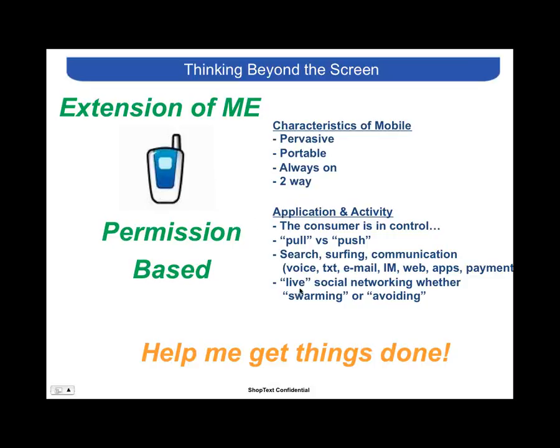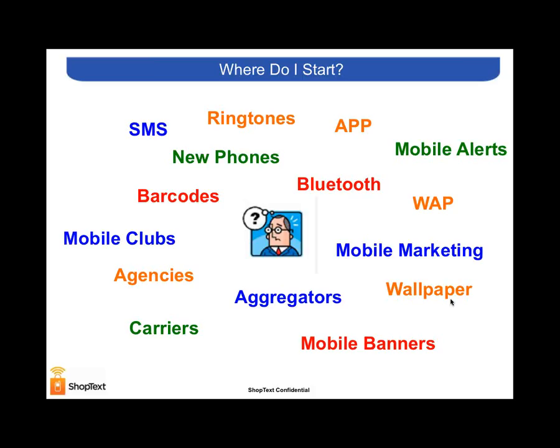And some of the stuff that's happening in the live social networking is pretty incredible, where we can either help each other swarm to a place, to a particular event, or I can actually identify people that are near me that I don't want to see, and I can see those on the phone. So the application and activity here is totally around the consumer, and you need to play to that in a completely different way than you're used to with email marketing.